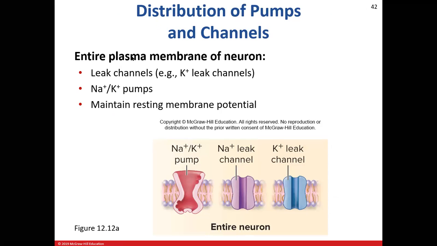If we look at the plasma membrane of a neuron, we have a very wide distribution of pumps and channels. We know we have a bunch of leakage channels. We have sodium leakage channels. We have potassium leakage channels. We also have our sodium potassium pumps. The collections of all of these, the leakage channels, the sodium potassium pumps, all help to maintain the resting membrane potential of minus 70 millivolts across a muscle cell, or that same voltage across a neuron.